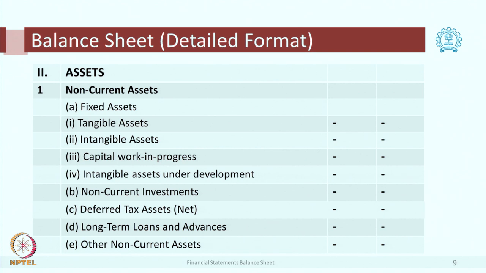In 2, again the item number 1 is non-current assets. As the name suggests, non-current means it is for more than 1 year, or you can also call it long term. In that we have got A. A refers to fixed assets. In A again we have got a small 1 and 2. So, A1 is tangible assets, A2 is intangible assets. In our second session we had discussed what a fixed asset is. I hope you remember.